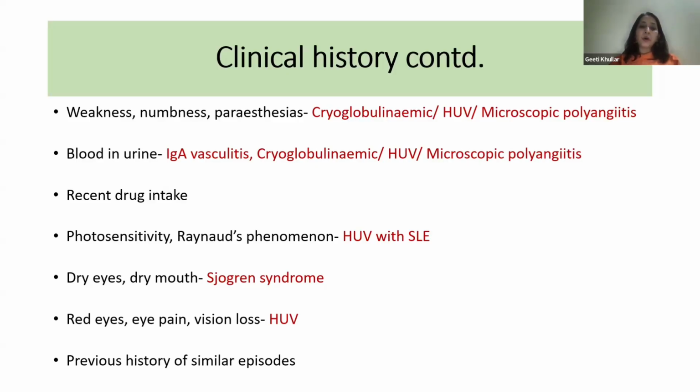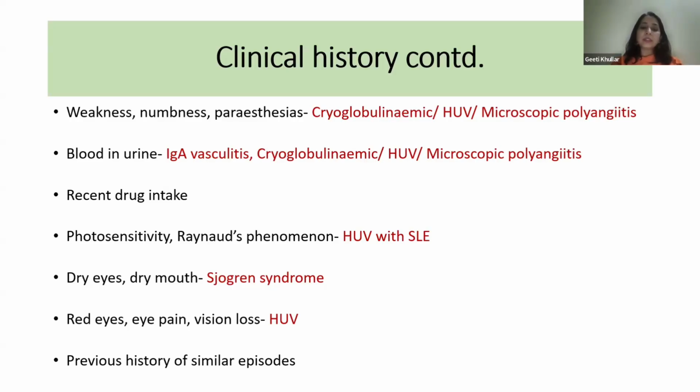To know the etiology, you often ask these patients whether there has been a recent drug intake, and we will see subsequently which drugs are common culprits. Is there any photosensitivity, Raynaud's phenomenon, which is typically seen in patients who have LE and that is associated with hypocomplementemic urticarial vasculitis? Whether there are other features to suggest CTDs like dry eyes, dry mouth, Sjogren's syndrome can be there. There can be red eyes, ocular involvement, where there's hypocomplementemic urticarial vasculitis.